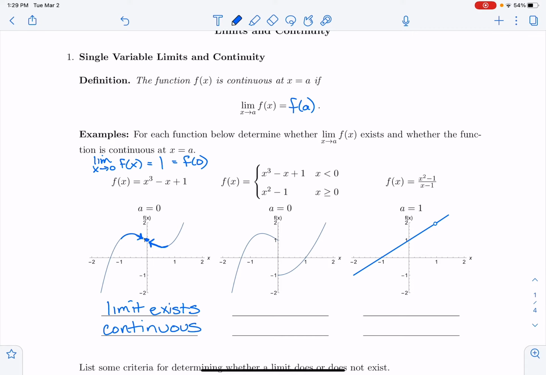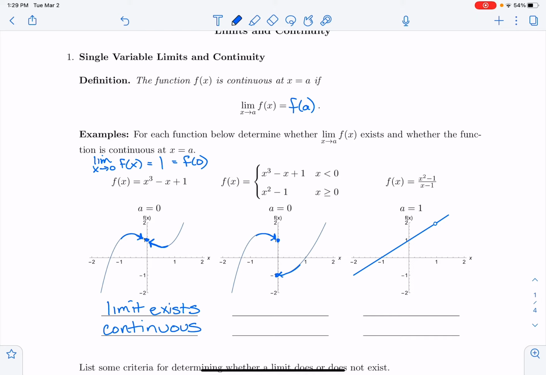Let's look at another example. f of x here is defined to be x cubed minus x plus 1 when x is less than 0, and then x squared minus 1 when x is greater than or equal to 0. So if we approach this limit from the left, we'll get a value of 1. But if we approach this limit from the right, we'll get a value of negative 1.